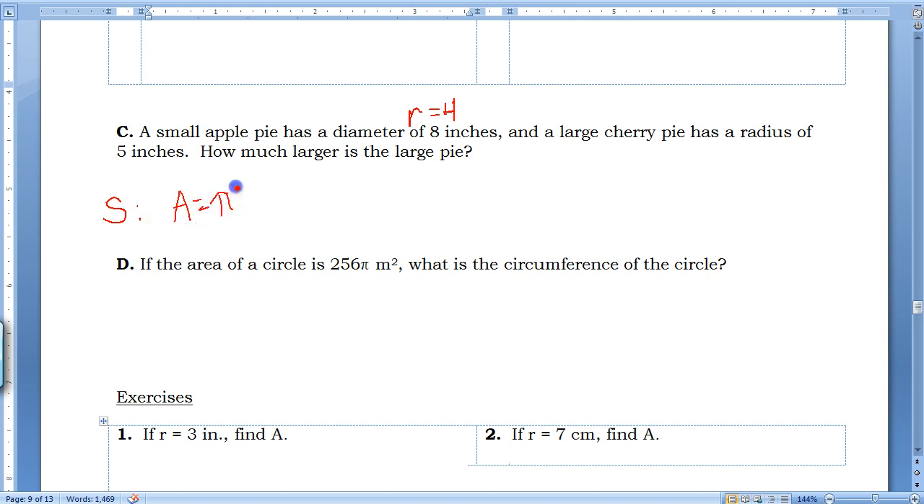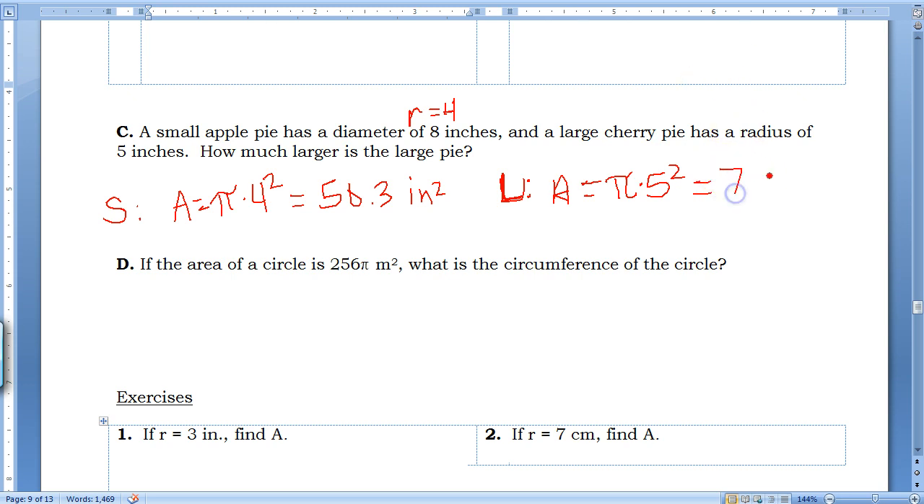it's pi times 4 squared. And that's 50.3 square inches. The large pie, that's supposed to be an L. This marker's not working very well. It says it has a radius of 5. So the area would be pi times 5 squared. And that's 78.5 square inches.